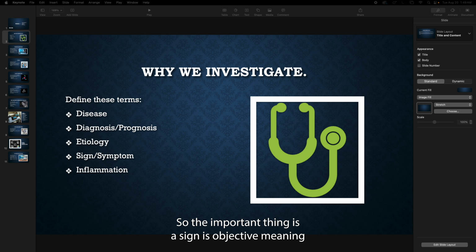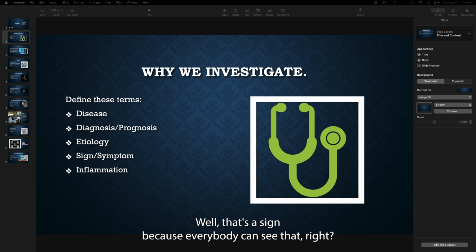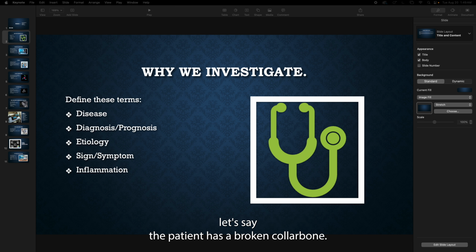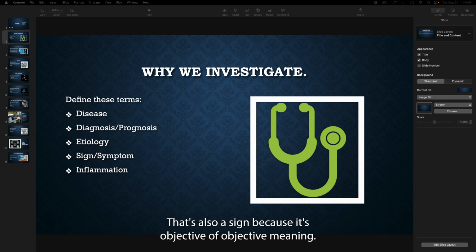So the important thing is a sign is objective, meaning everybody who looks at a sign will see the same thing. What are we talking about? Let's say the patient has a bump on their forehead. Well, that's a sign because everybody can see that, right? It's something that's objective. No matter who looks at it, they're going to see there's a bump on that forehead. Let's say the patient has a broken collarbone. That's also a sign because it's objective, meaning no matter who looks at it, they're going to see that there's a discontinuity of the bone and the bone is fractured.